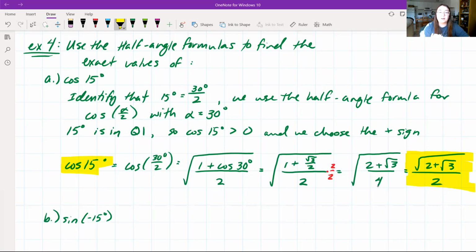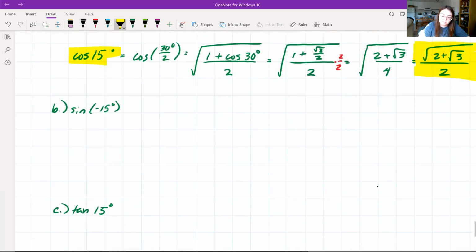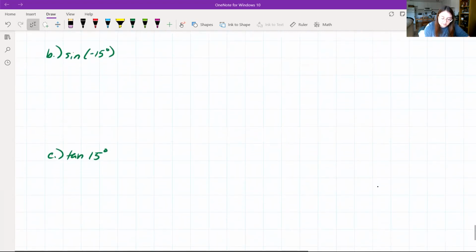And this answer is very messy. It's really not uncommon for answers to look like this, since we do see that many angles in the unit circle will end up having square roots in them. And since our formulas for half angles are written in square roots, this is something that may come up fairly often. But all right, on to our next value, sine of negative 15 degrees.